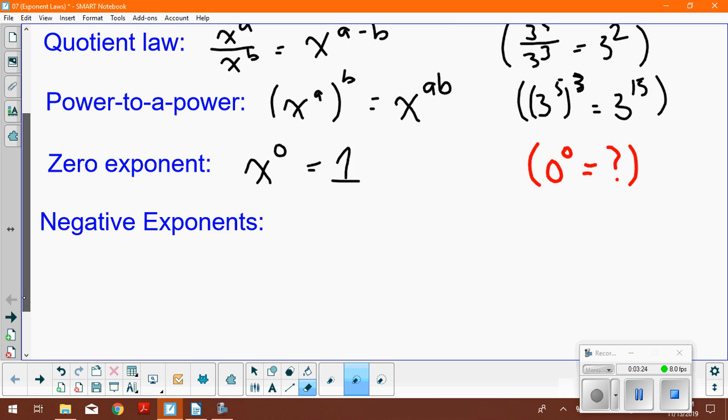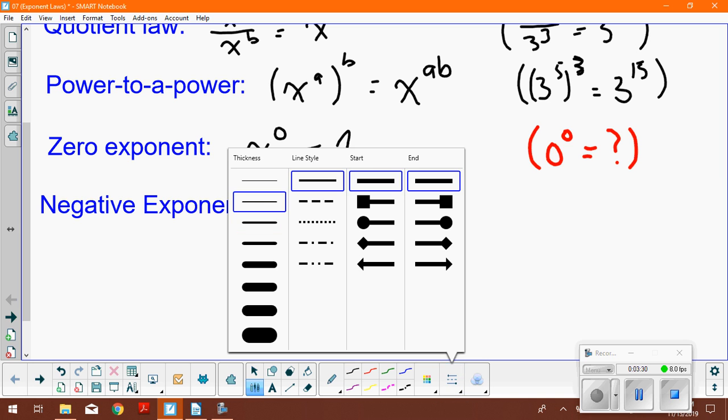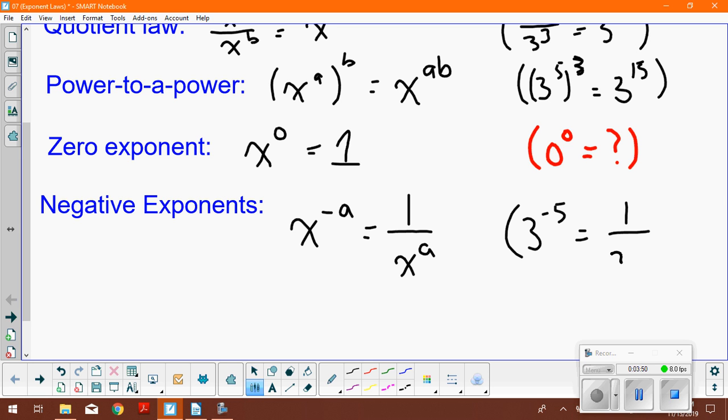Okay, and our last rule, if I have a negative exponent, I can rewrite that in terms of a positive exponent. So here's something like x to the negative power of a, that's equal to 1 over x to the positive a. So again on the side, if I had like 3 to the power of negative 5, that's equal to the fraction 1 over 3 to the positive 5.